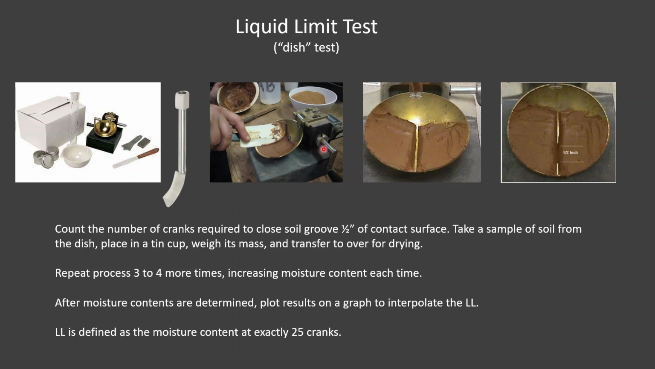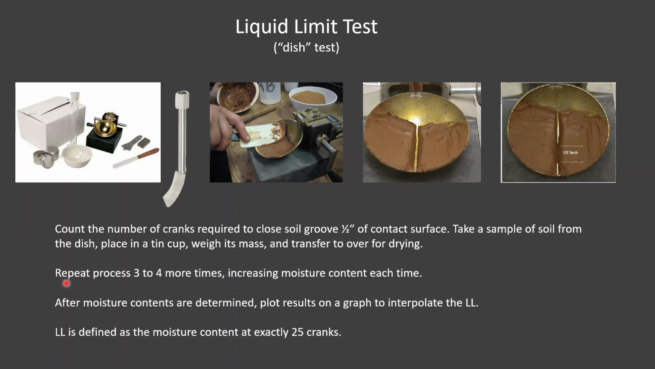you're going to start cranking this handle on your dish apparatus, and you're going to count the number of drops or the number of impacts that it takes this dish to get that soil to close back in on itself over 1/2 of an inch distance. And once that soil has closed back on itself and it touches again over 1/2 of an inch, you immediately want to take a sample of that, throw it in a tin cup. We're going to weigh it wet, throw it in the oven, and then we're going to weigh it dry, again so that we can compute the moisture content of the soil when we counted the certain number of cranks.